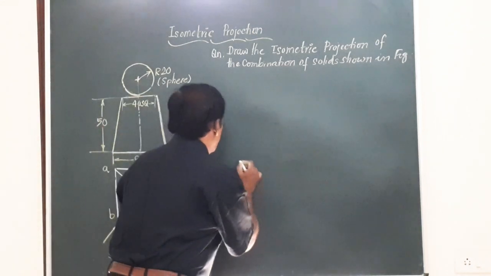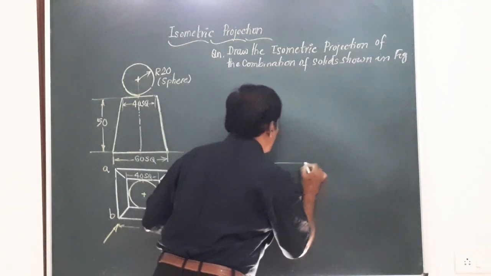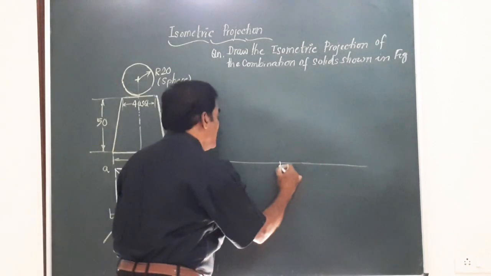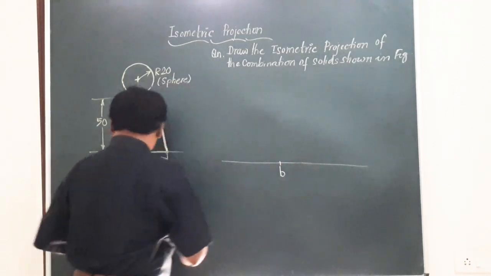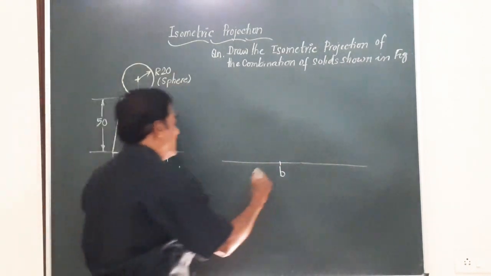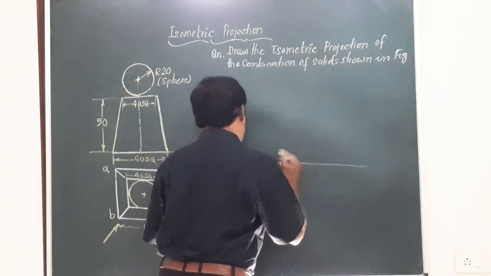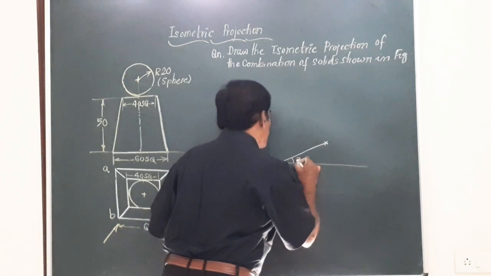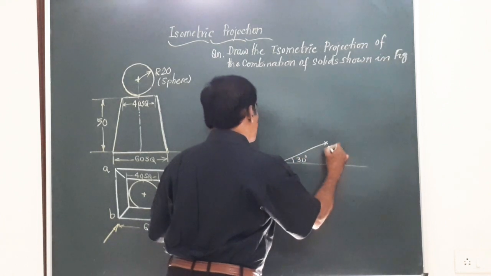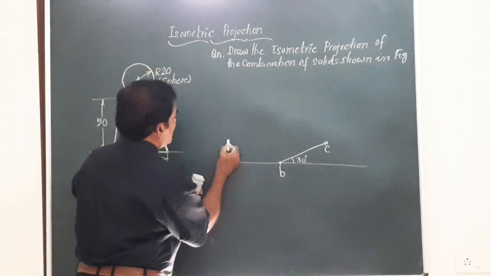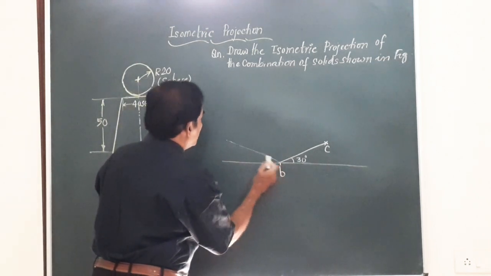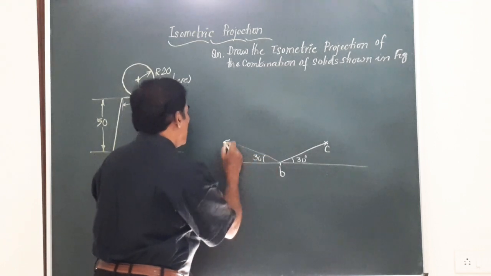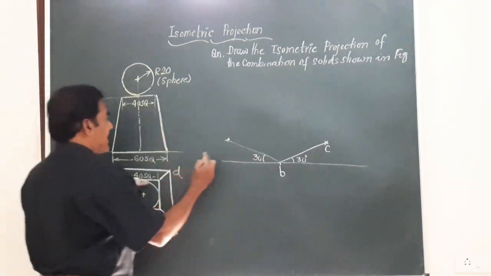For this, let me draw a reference line and mark the point B here. B is the reference point. From there, we are going to draw BC and BA of length equal to 60 ISO, inclined at an angle of 30 degrees to the horizontal. This point is going to be C. Again, from the other end, we draw another line at the same inclination of 30 degrees to the horizontal, and this point is going to be point A.